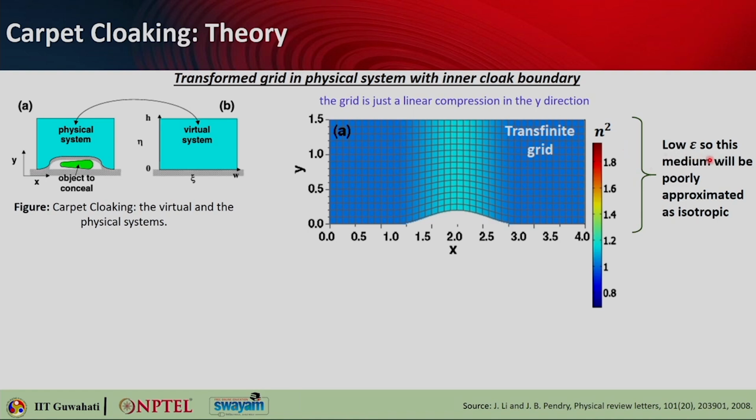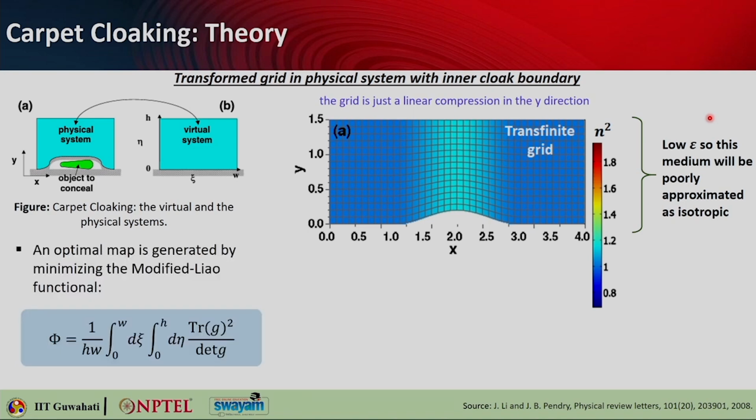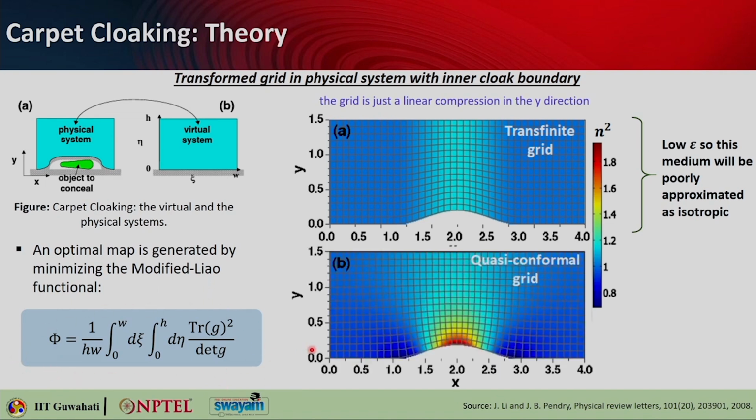So, you can see that it has got low epsilon, so this medium will be poorly approximated as isotropic. Whereas, you can use another type of mapping, and that map turns out to be the optimal one, which is generated based on a modified Liao functional. So, you can use this kind of function to generate another mapping, and that particular mapping is called quasi-conformal mapping. So, what happens here in this particular grid, all the grid lines are basically orthogonal.